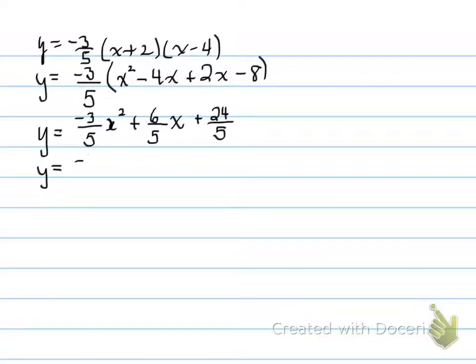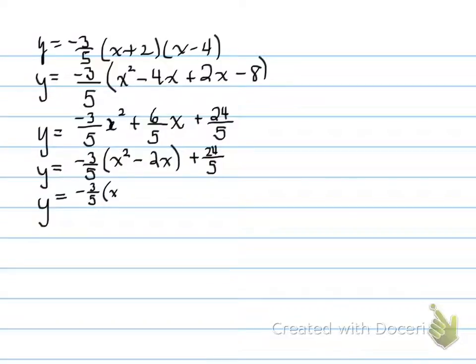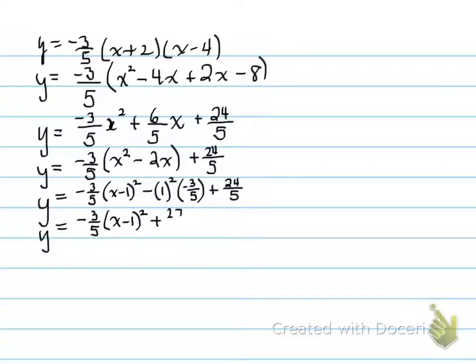Next, you're to remove the a value from everything that has a variable. Once you do that, you then complete the square by doing the following. So we have, take this number, divide by 2, bring out the square, so it's just x minus 1 squared, and then minus, all the time minus, 1 squared, exactly as you see here, times by negative 3 over 5, and then plus 24 over 5. So our final answer is going to be negative 3 over 5, x minus 1 squared, plus 27 over 5.